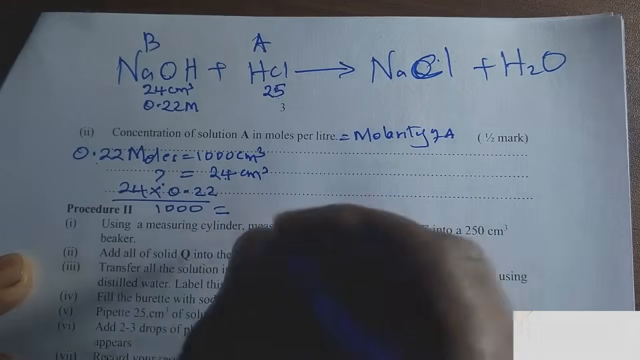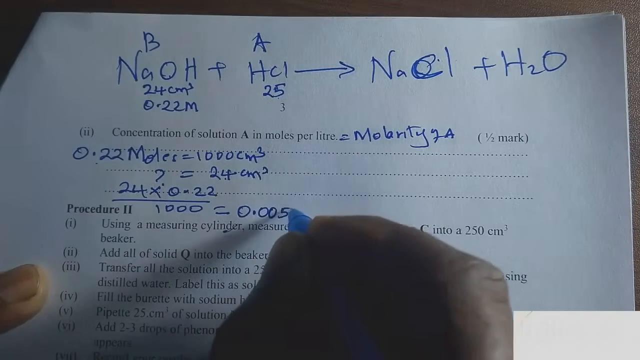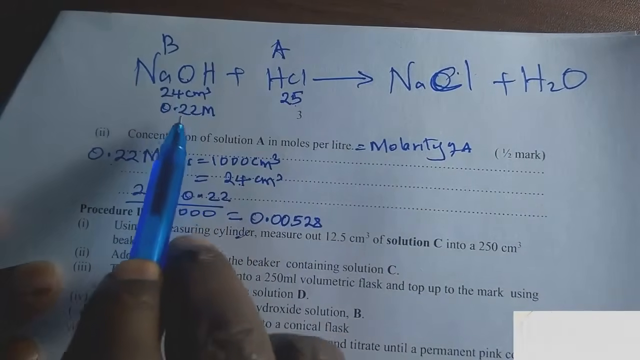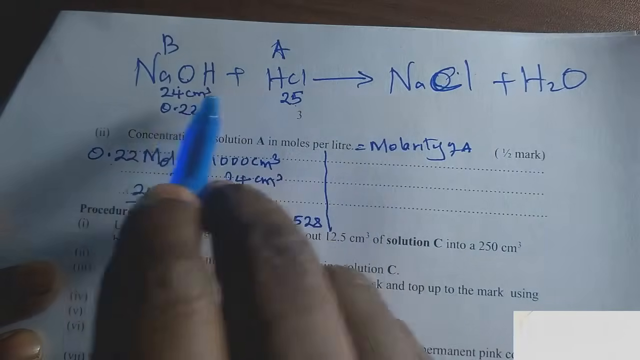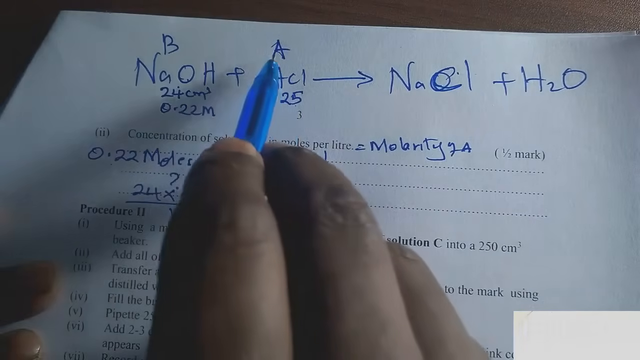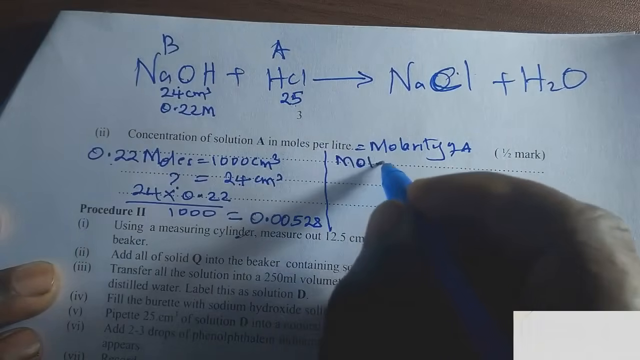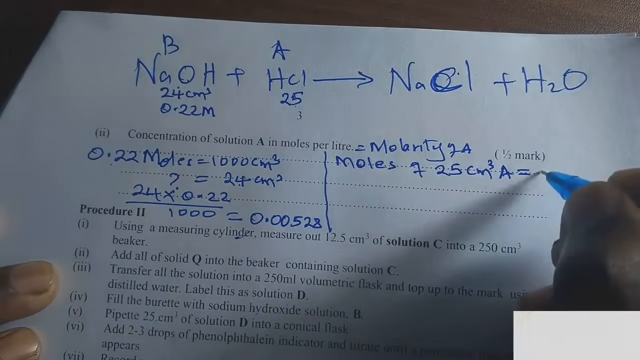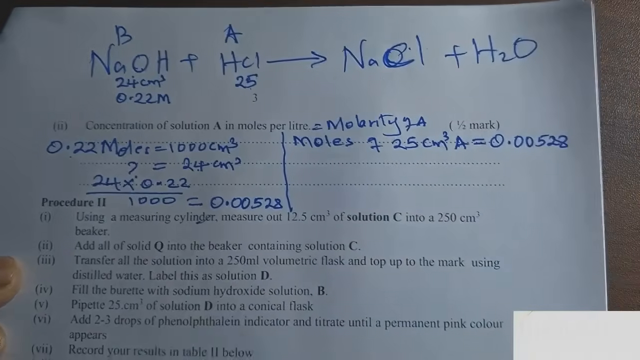And this one will give us the moles. So this is the number of moles of solution B that reacted with A. But since the ratio is 1 to 1, it means the number of moles of sodium hydroxide that reacted would be the same as the number of moles of 25 centimeters cubed of solution A, because this is what reacted and the reaction came to an end. Therefore, moles of 25 centimeters cubed solution A would be exactly equal to 0.00528. The ratio is 1 to 1, right?